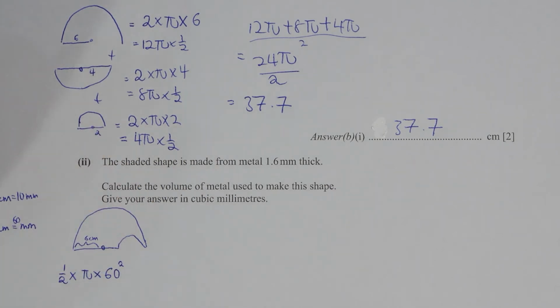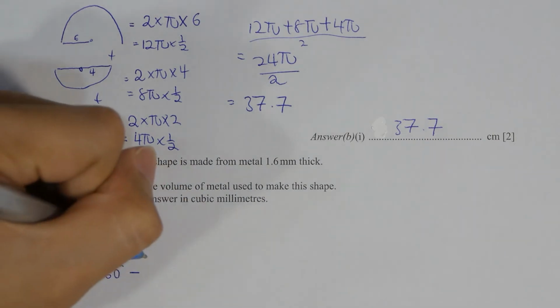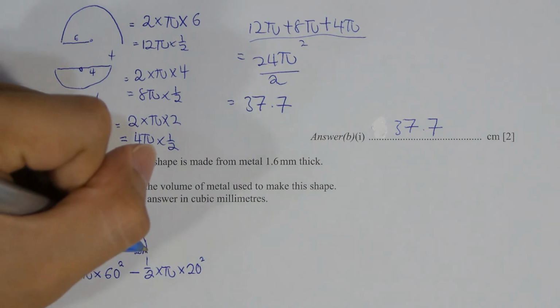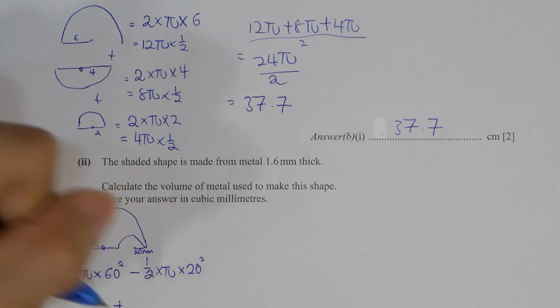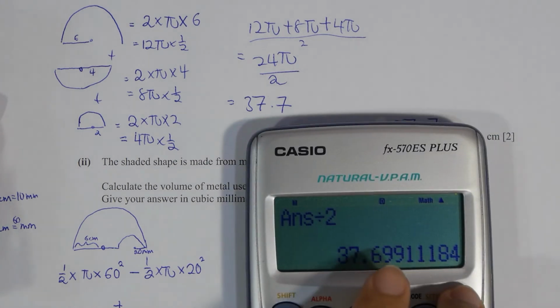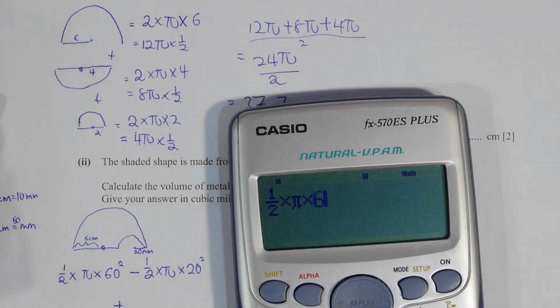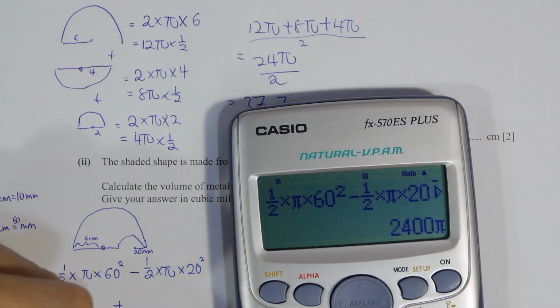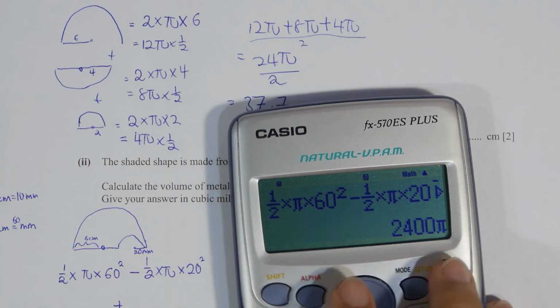Okay, minus half times pi times 20 square. Okay, additionally we have the smaller semicircle over there, plus half times pi times 40 square, so the area will actually be 2400 pi. However, this 2400 pi will not be the final answer yet, because we need to multiply by the thickness of this shape, which is 1.6. Okay, so after the calculation we'll get 12,061.72 millimeter cube.